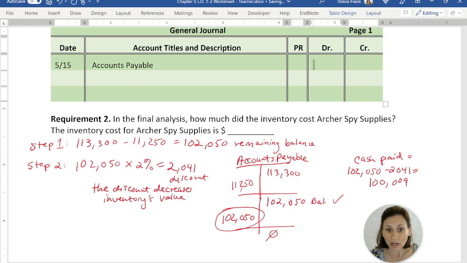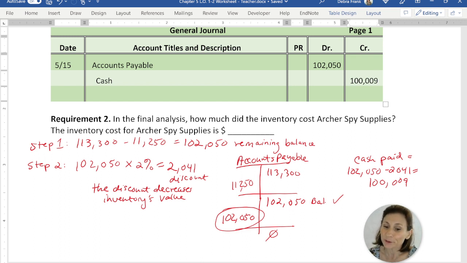I just told you that our cash going out was less the discount amount. So we know that we have a credit to cash for $100,009. Oh, so we don't balance. We have to debit accounts payable for the full amount. I know we're paying less in cash because that was our incentive, but we still debit for the full amount. That's circled there on the T account. And then we're only going to have to pay out $100,009 because we got a discount.